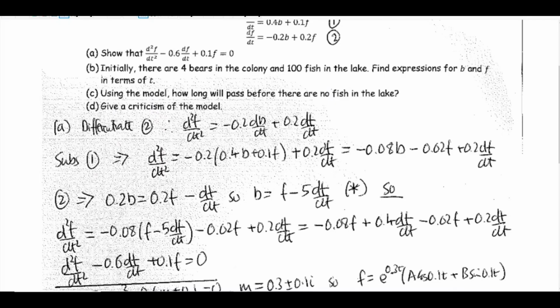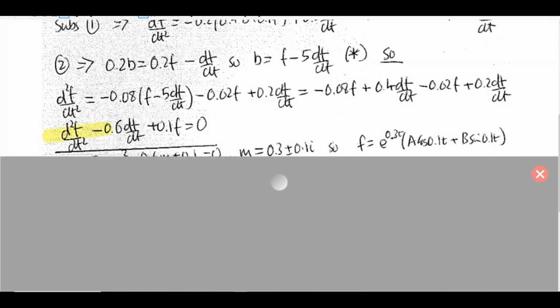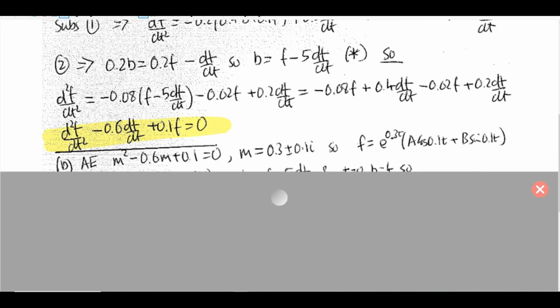Part B, we are told that initially there are 4 bears and 100 fish. So when t is 0, b is 4, and f is 100. I want to find expressions for b and f in terms of t. So if we go back to my second order differential equation, this is the one linking f and t, I can now solve this to get the general solution for f in terms of t.